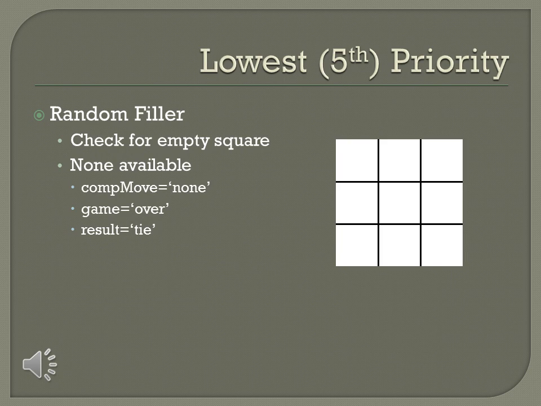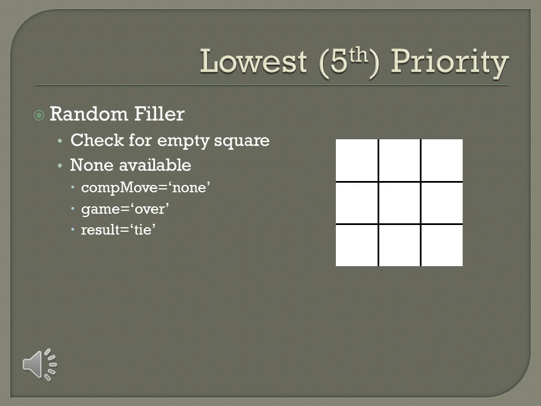Our lowest priority is random filler. Random filler basically just goes from square to square, across, then down to the next row, then across, then down to the final row and across, and looks for an empty square. If it finds an empty square, this is the computer's move.